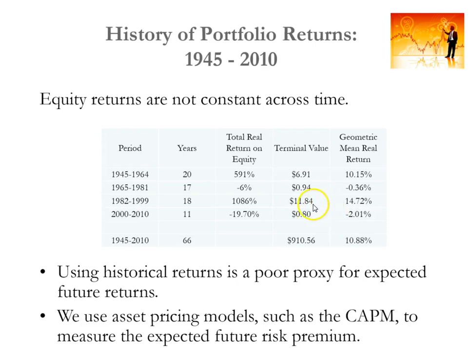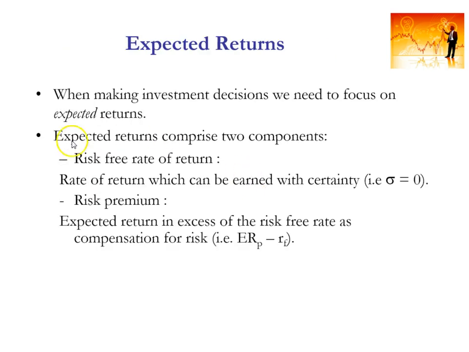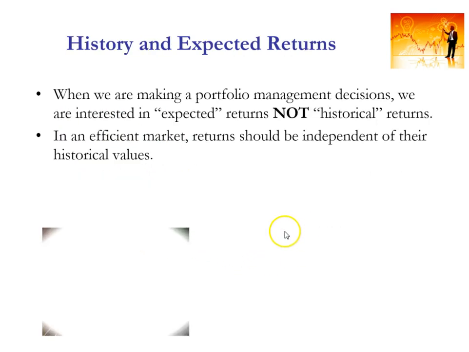So what's the alternative? Well, the alternative is that we use asset pricing models. Asset pricing models go back to this idea that expected returns comprise the two elements that we spoke about before. Remember, they were the risk-free rate of return and the risk premium. And basically what we do is we get a measure of expected returns by estimating our risk premium given the level of risk of our investment.